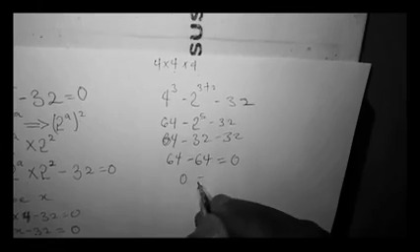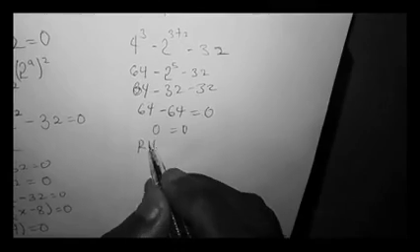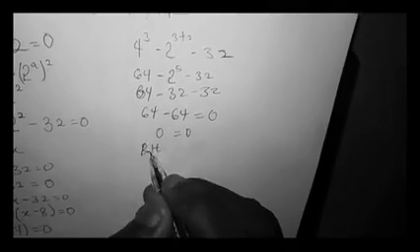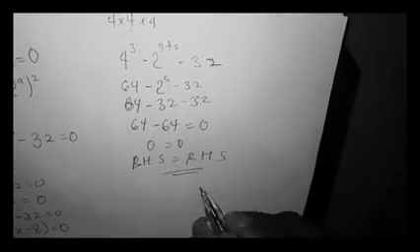So that means you have 0 equals 0, which has fulfilled the law of equation, and your left hand side is equal to your right hand side. So that will be all for today.